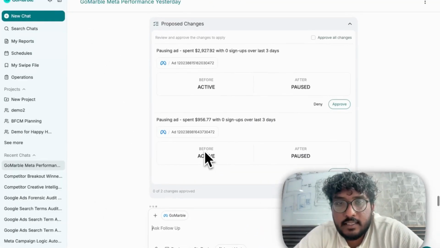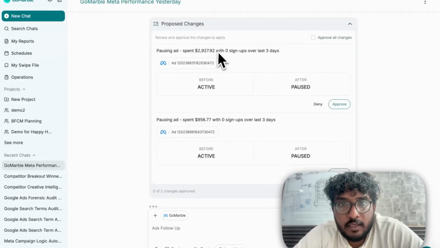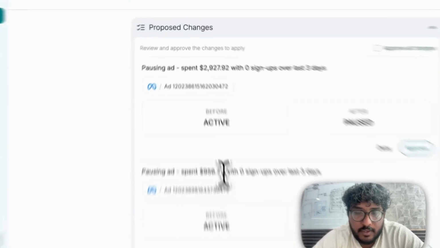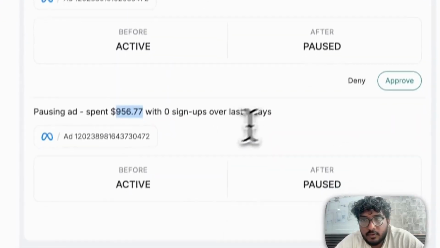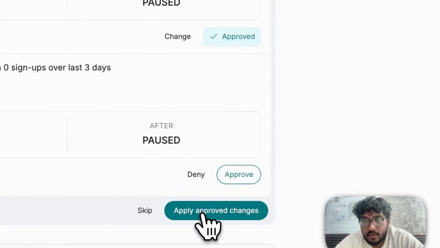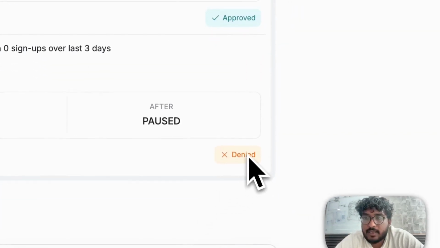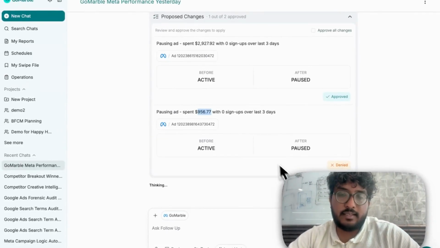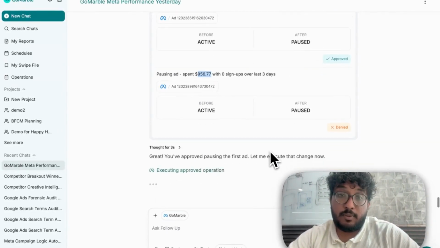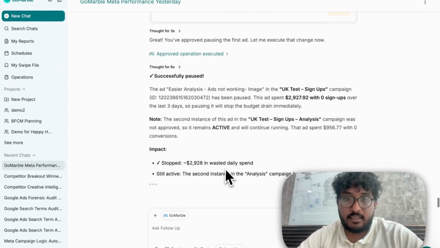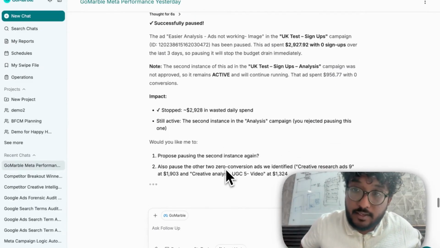So you can see that it's proposing a change. For both the ads, this one's spend is 956, quite a bit still. Right now I just want to do this one, I don't want to do both. I can just approve all if I agree with everything. But here I just want to approve this change, so this automatically becomes denied. Within a few seconds, GoMarble will just take the action that I wanted. There you go. With just a click, the ad is done, and I've finished analyzing my account. I can move on to the next one.